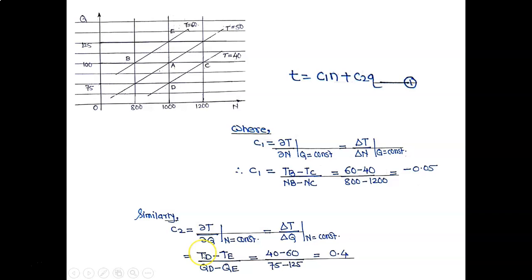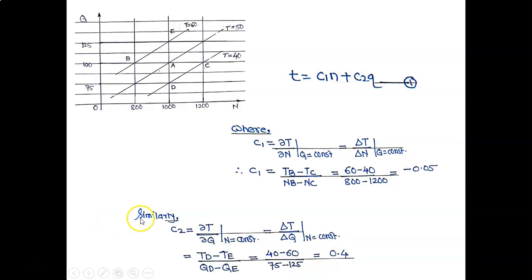Therefore, C2 is equal to delta t, that is TD minus TE divided by QD minus QE, that is delta Q. What is TD? TD is equal to 40, TE is equal to 60. What is QD? QD is equal to 75, QE is equal to 125. Therefore, C2 is equal to 40 minus 60 divided by 75 minus 125, which is equal to 0.4.